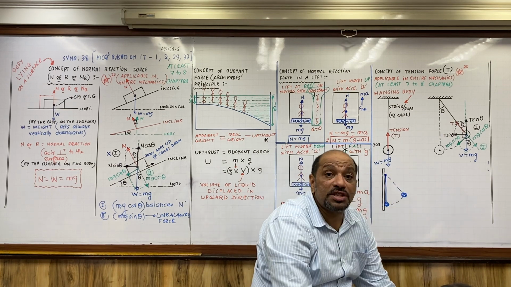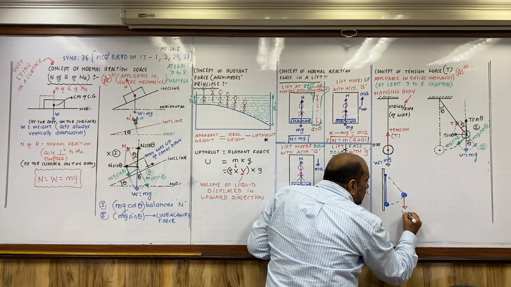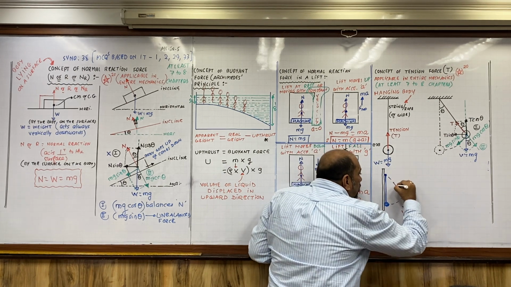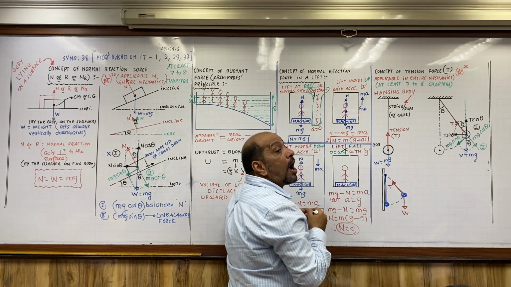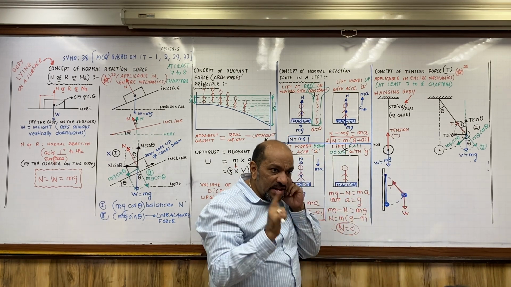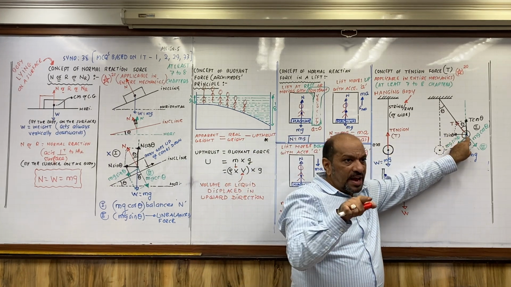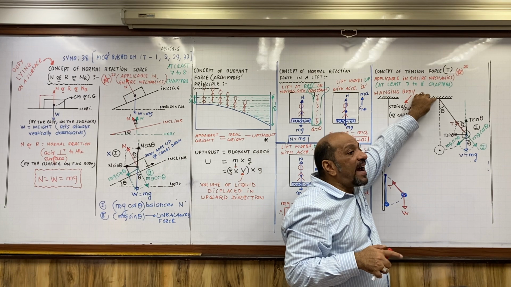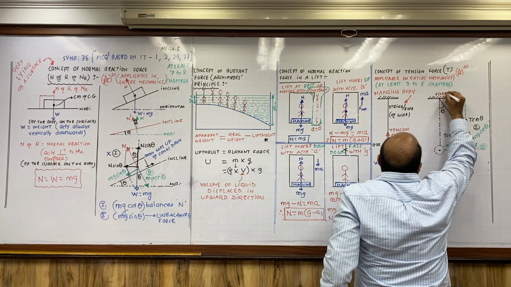So how many forces do I have in all? Force number 1, students, who is this? W. Force number 2. Remember, tension always acts along the string. टेंशन फोर्स हमेशा कहाँ पे होता है? बॉडी से शुरू होता है, फिक्स पॉइंट की तरफ एक्ट करता है. हाँ, ये आपका फिक्स पॉइंट है. तो ये फोर्स कहाँ पे एक्ट करता है?